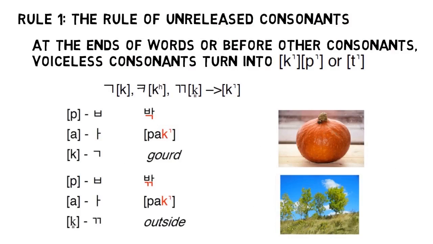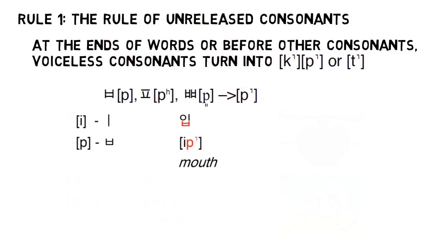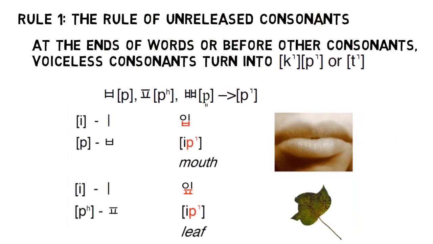Even though there are three different K sounds in Korean, you're only going to encounter those sounds at the beginning of a syllable. When you're looking at one of those three Ks at the end of a word, or at the end of a syllable before another consonant, they're all going to simplify down to one simple unreleased K. And that doesn't just apply to K, not by a long shot. The three Ps all turn into unreleased P. As in ip and ip.